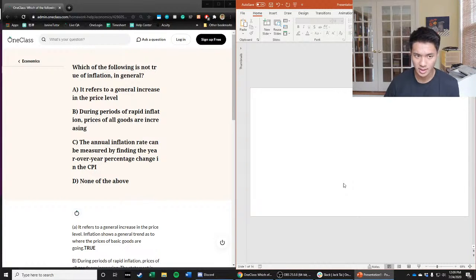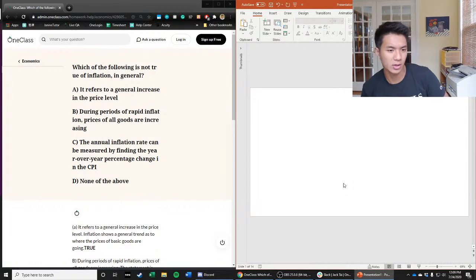So the first question says, which of the following is not true of inflation in general? A, it refers to a general increase in the price level. B, during periods of rapid inflation, prices of all goods are increasing. C, the annual inflation rate can be measured by finding the year-over-year percentage change in the CPI, or Consumer Price Index. Or D, none of the above.